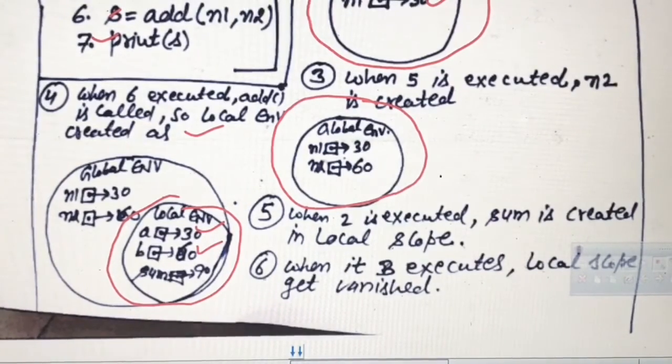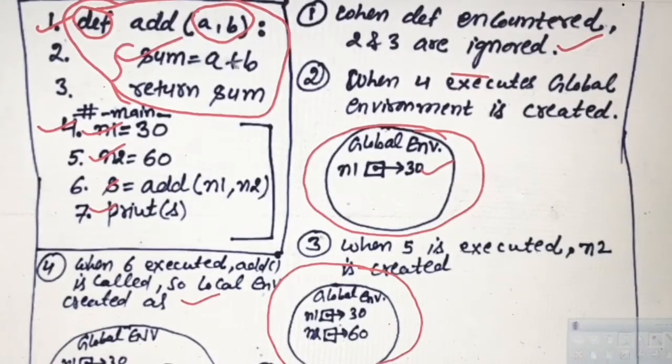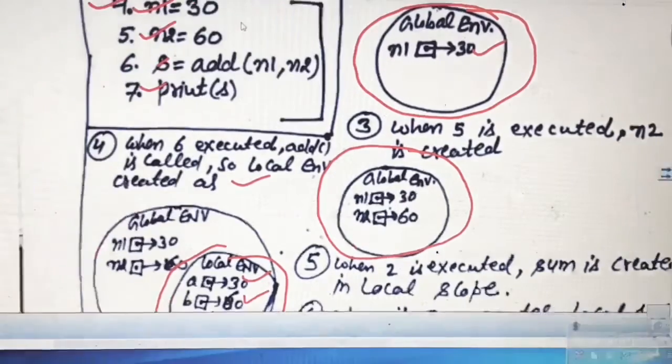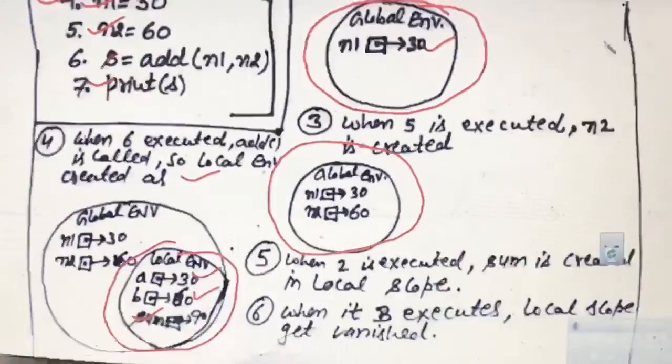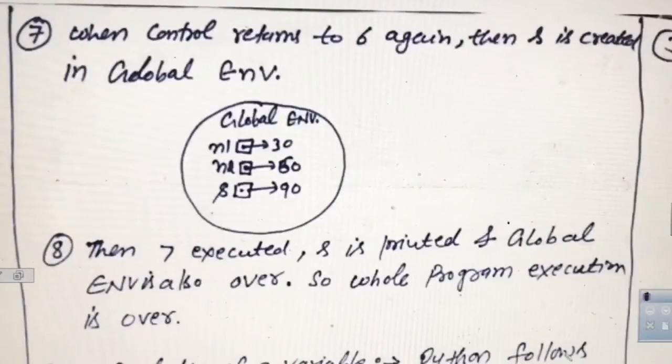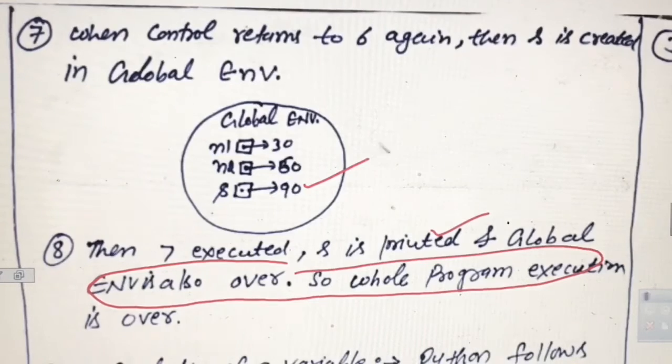Now the function takes the variable sum in statement number 2. So now sum will be created in the local scope, and sum will take value 90, the addition of these two. Then it will return the sum, and when statement 6 is executed again, s will be created in the global scope. But when the control returns from the function to here, the local scope will vanish. Now only the global scope will remain, and the variable s will be created in the global scope. Then it will be printed, the program execution is over, and the global scope also vanishes.